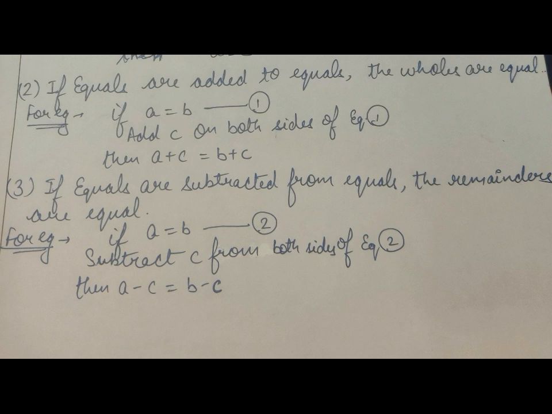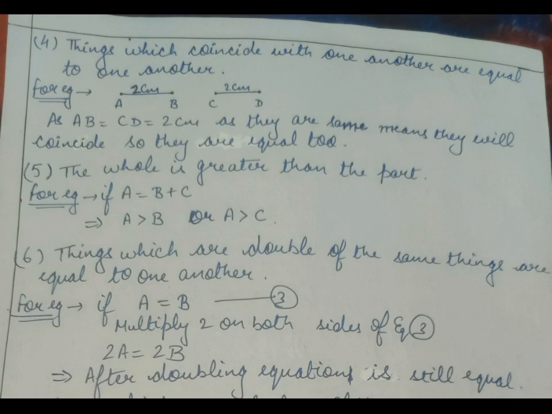Then axiom number 3: if equals are subtracted from equals, the remainders are equal. For example, if A is equal to B, and if we subtract C from both sides of equation number 2, then we get A minus C is equal to B minus C. Here also you can see that we are subtracting the same thing from equal things and getting an equal answer.